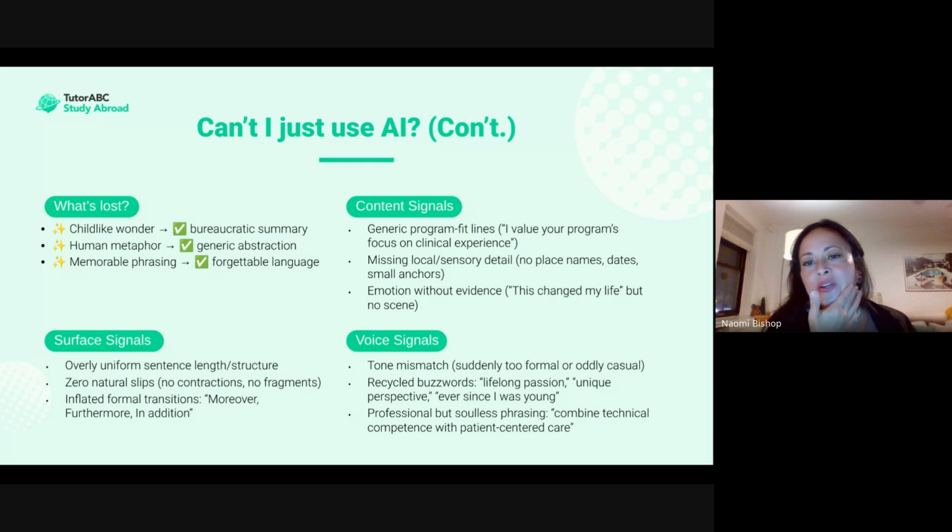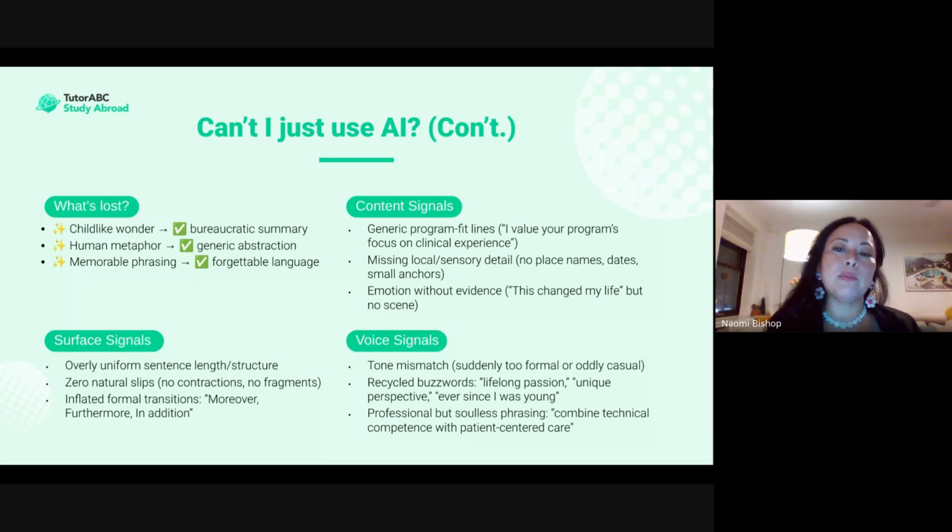And there are different program fit lines. I value your program's focus on clinical experience. A student will say, I'm applying to Harvard, here's the prompt, and when X number of students do that, it will generate the same sentences for different students. Even if two sentences are the same, if you run Turnitin, it can show up. So that's my cautionary tale against that.